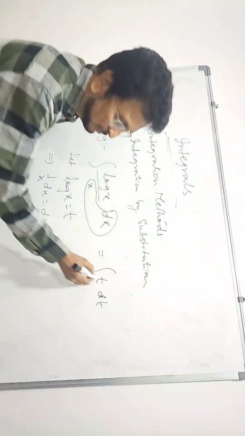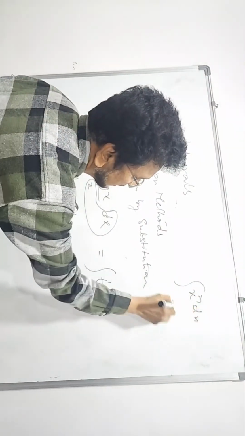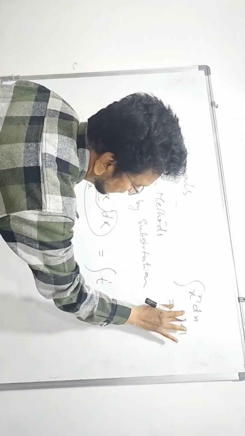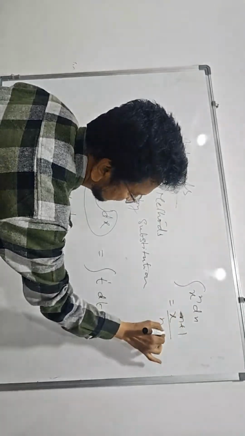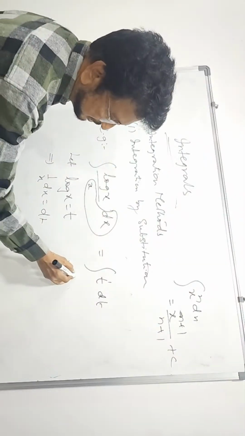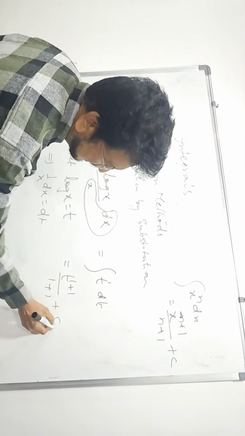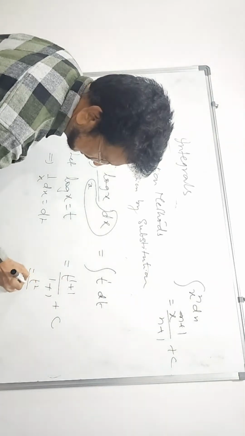Now it is integrable, t power 1. Suppose x power n integration, what is the formula? x power n plus 1 by n plus 1 plus c. Same way here, for t power 1 integration you can do t power 1 plus 1 by 1 plus 1 plus c. T square by 2 plus c.